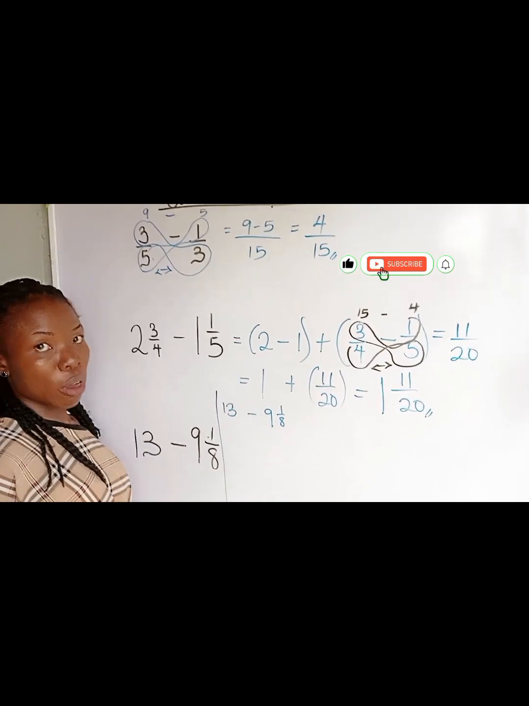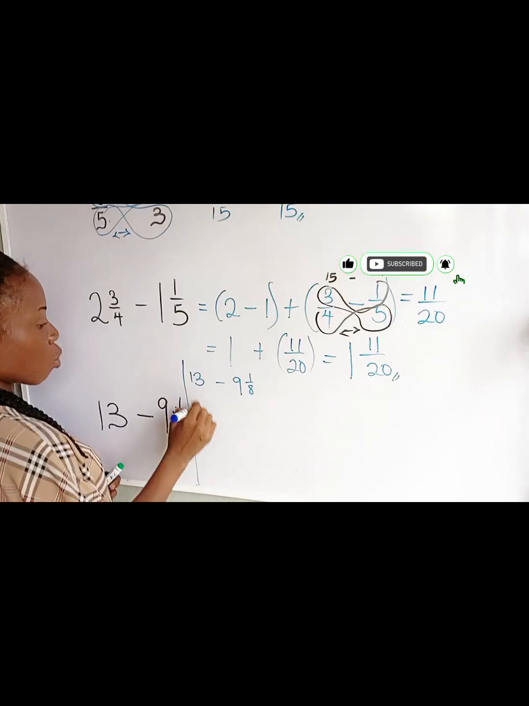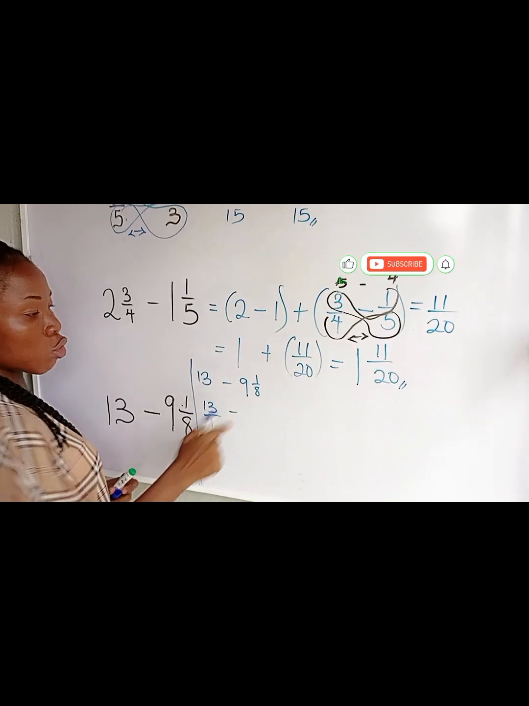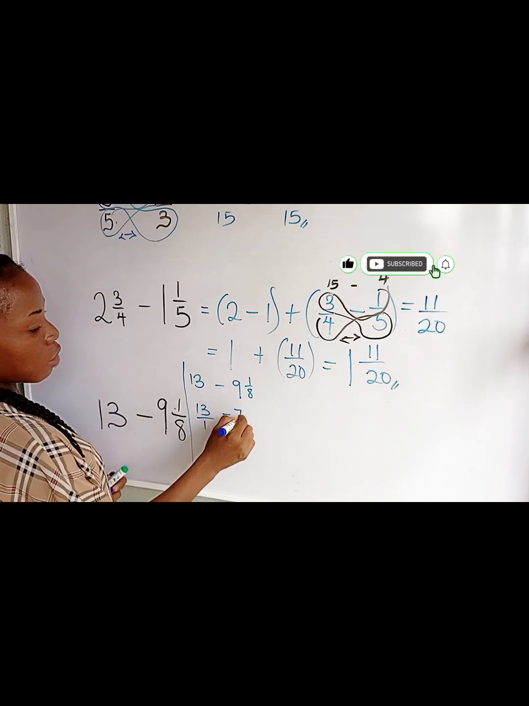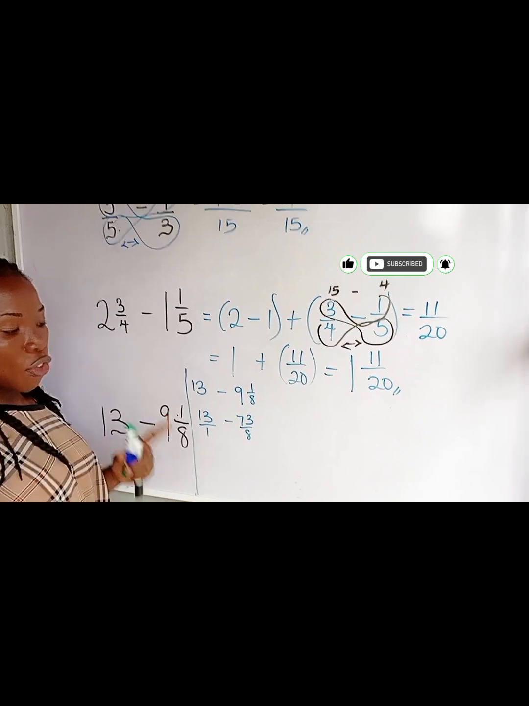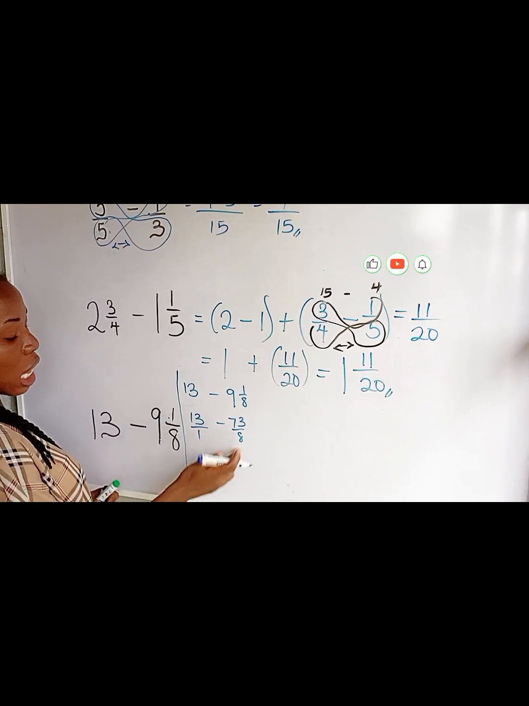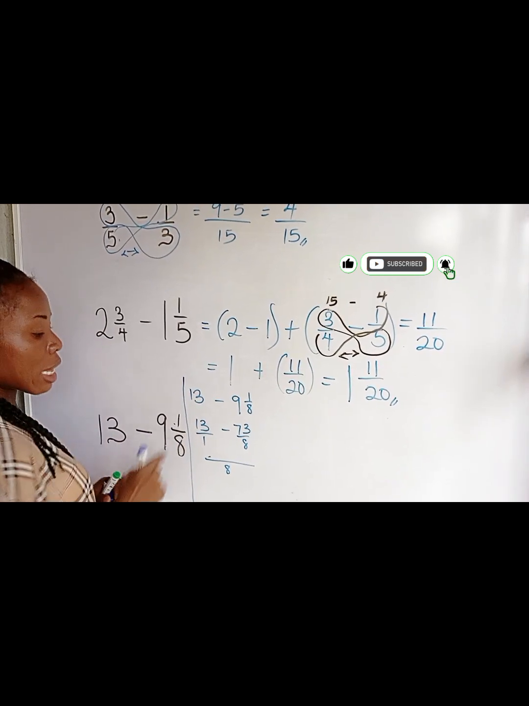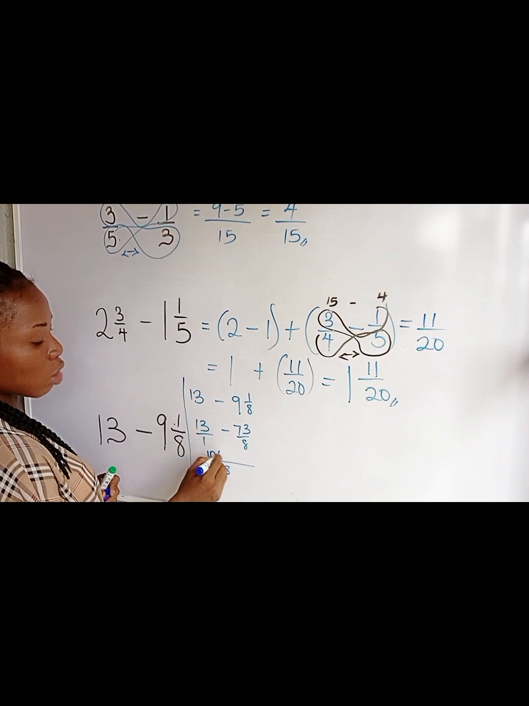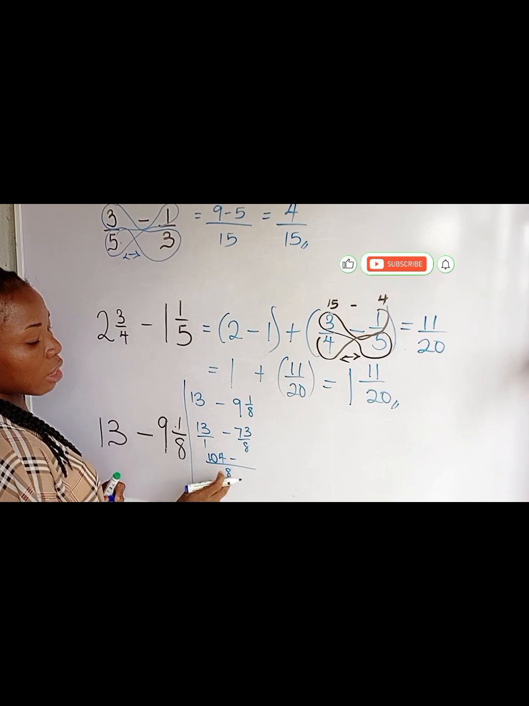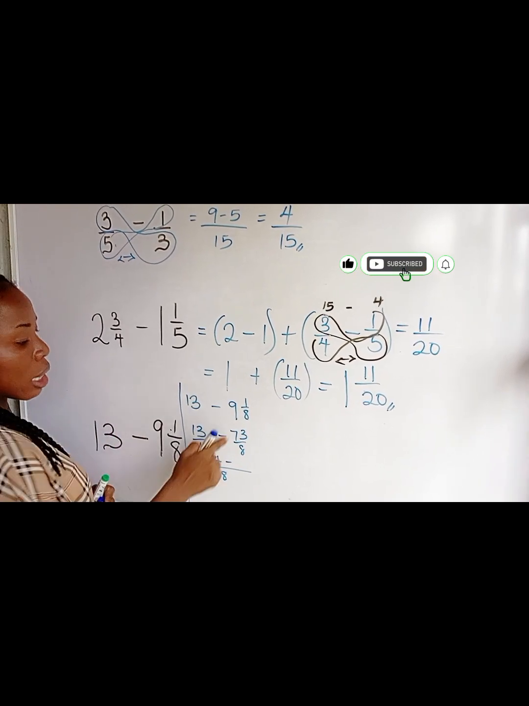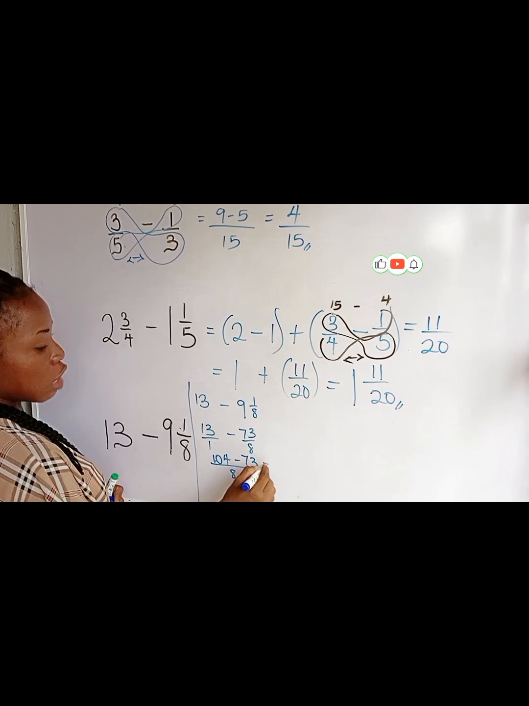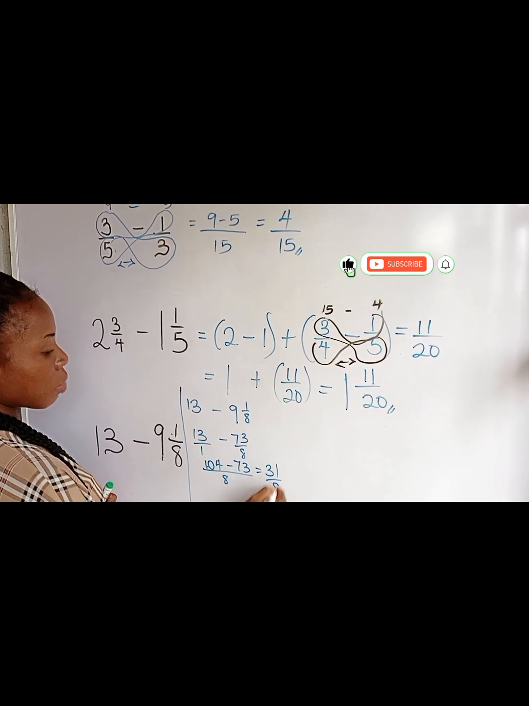Change your mixed number to an improper fraction. So we have 13 over 1 minus 9 times 8, 72 plus 1 is going to give us 73, all over 8. You find your LCM. So the LCM of 8 and 1 is going to give us 8. So 8 goes into 8 once, times 13 is going to give you 104. Minus 8 goes into 8 once, times 73 is going to give you 73. So you subtract that, it's going to give you 31 all over 8.